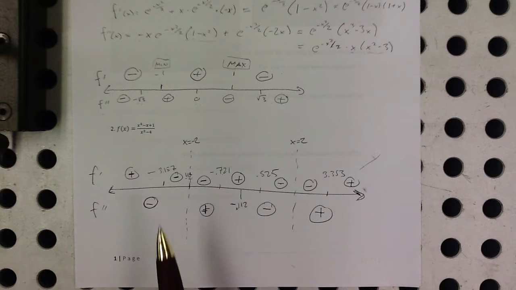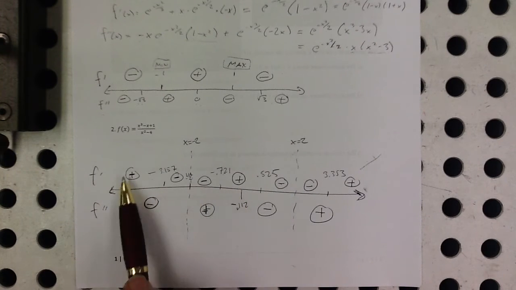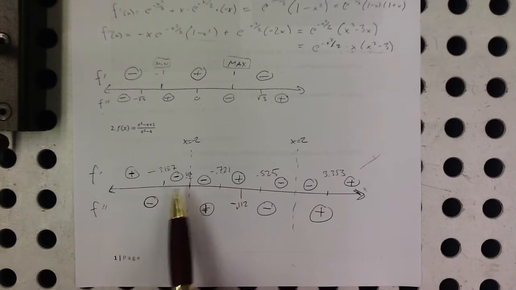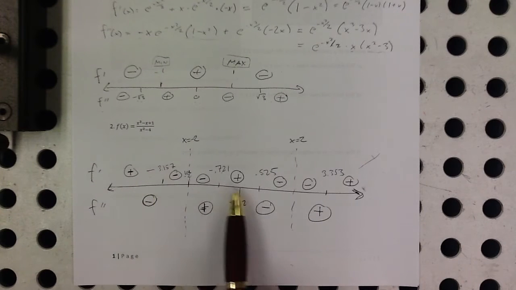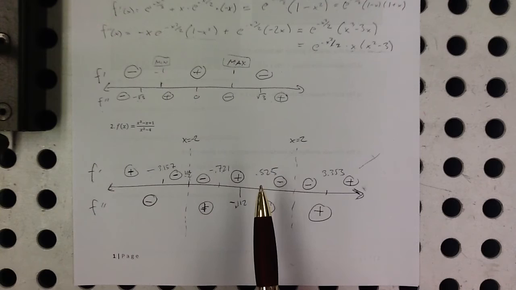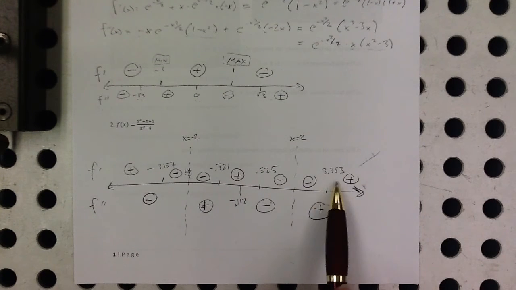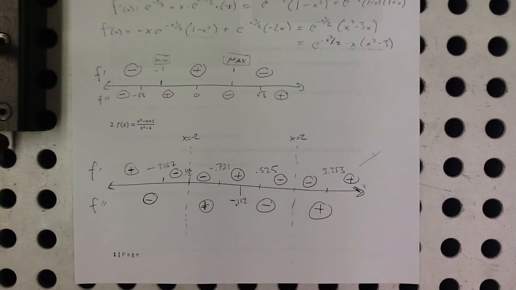Right? This would be a minimum. This would be a maximum, right? Increasing, decreasing, maximum, minimum, maximum. Sorry, did that the wrong way, didn't I? And then minimum.